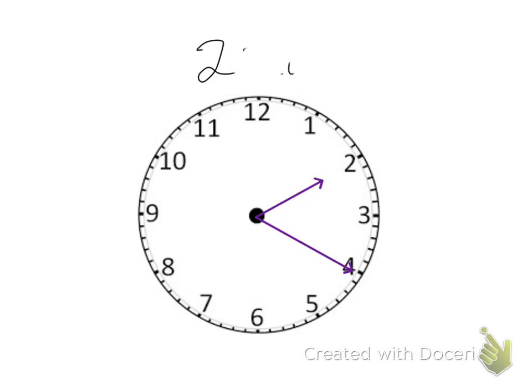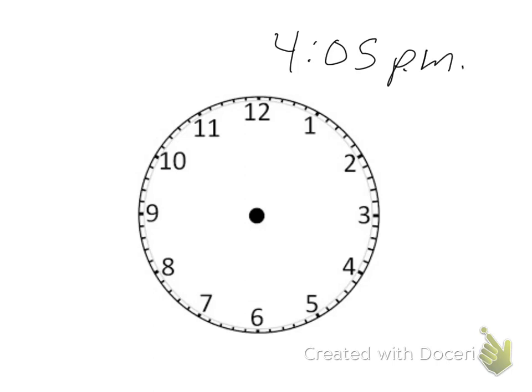What about if I wanted to do 4:05 p.m.? Well, my hour hand will point to the 4, and my minute hand will point to the 5 minutes. So it's going to be right here, 5 minutes.